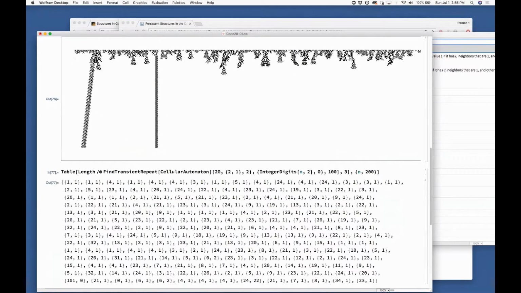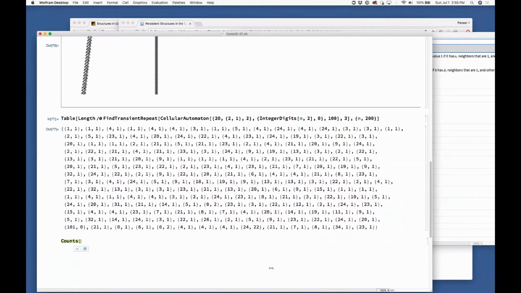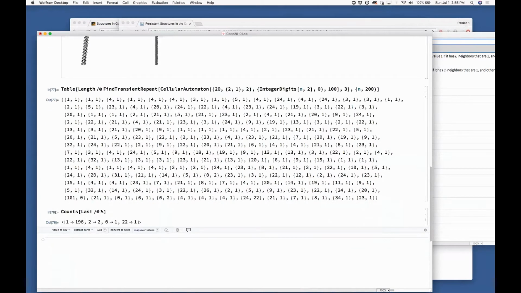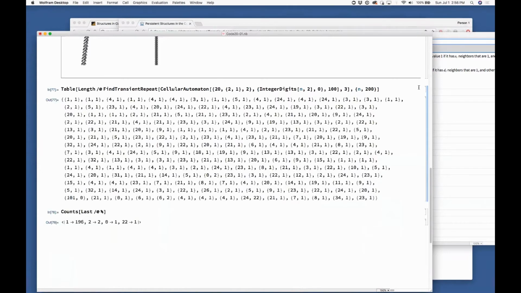Okay, so what this is saying is, for which initial conditions, so most of these initial conditions, if we say counts of last of that, so that's saying that most initial conditions here have become periodic with period 1, probably because they're just blank. 2 of them become periodic with period 2. 1 of them becomes periodic with period 22. So if we keep going here, we can probably rediscover the basic structures.